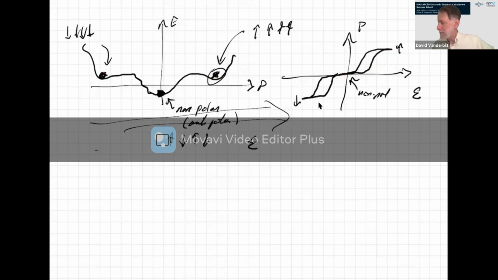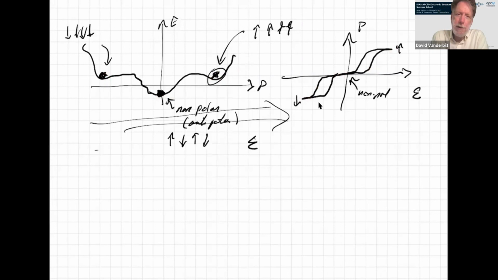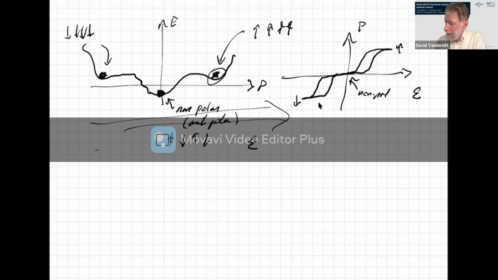So the term antiferroelectric is not something that applies to a particular structure. It's something that applies to a material that has this kind of energy landscape.